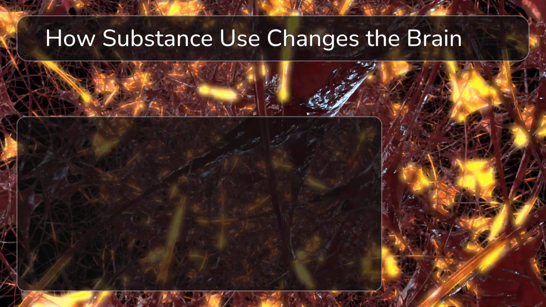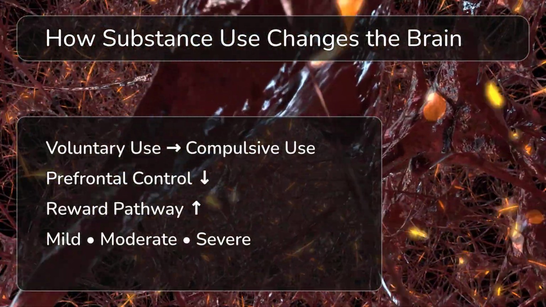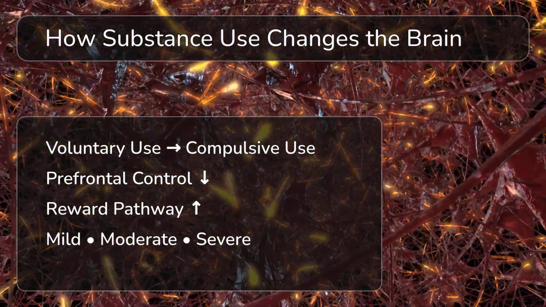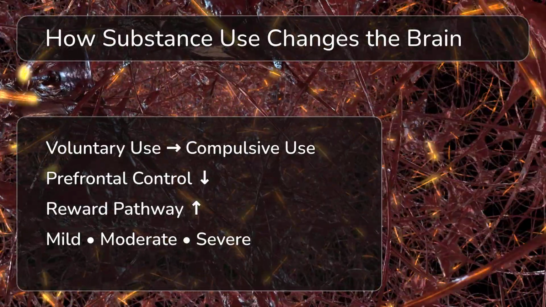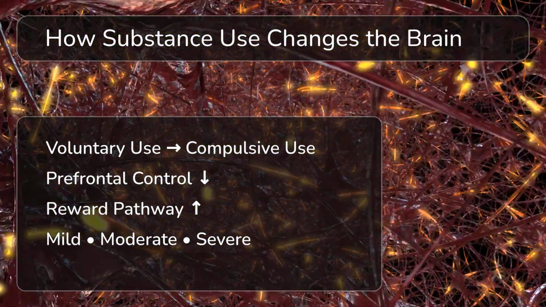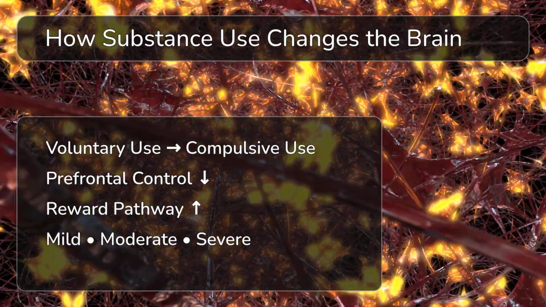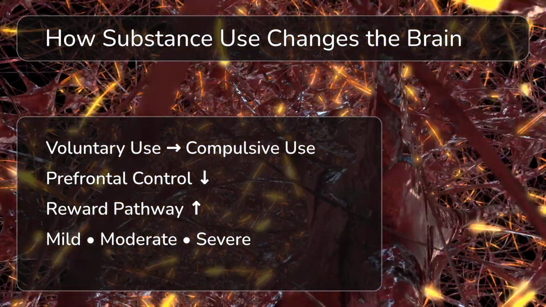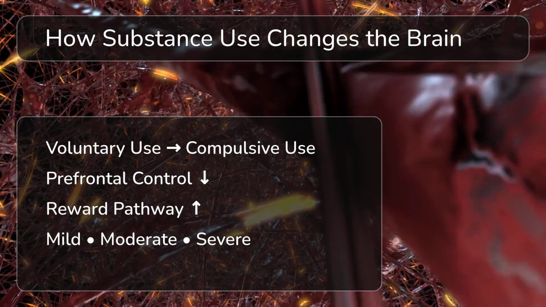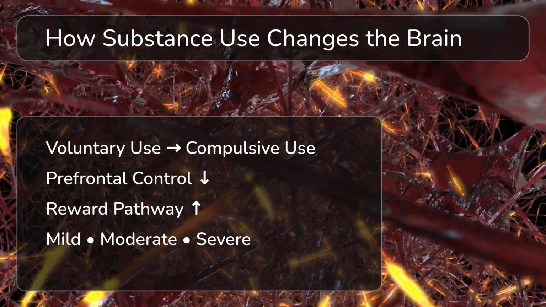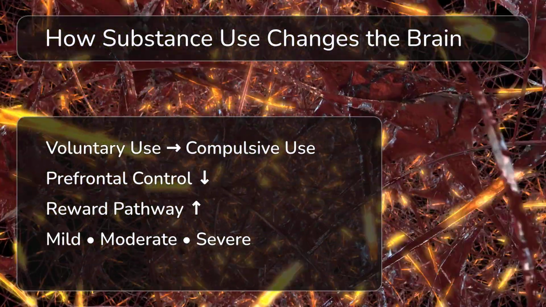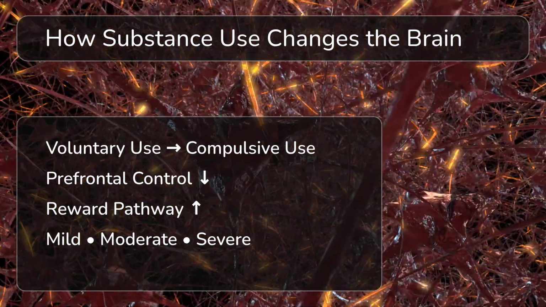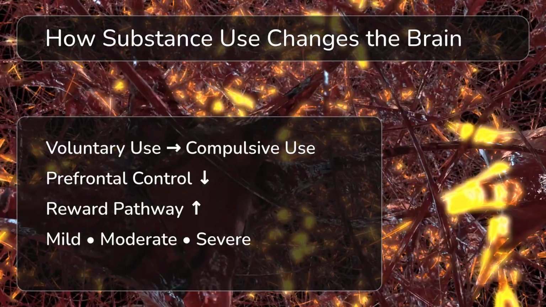Substance use disorder develops when repeated use of a substance changes the brain's reward system. What may begin as voluntary use slowly becomes compulsive. The brain starts to associate the substance with survival-level reward. Over time, control shifts away from the part of the brain responsible for judgment and decision-making, the prefrontal cortex, toward deeper reward pathways. This is why patients may continue using substances even when it is harming their health, relationships, or employment. It is not simply about making better choices. It is about brain changes.